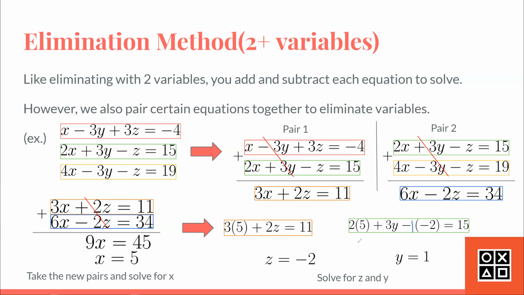So what you do now is 5 times 2, 10, plus 3y, and then minus minus cancel out, so that would become positive, plus 2 equals 15. Then combine like terms to get 12 plus 3y equals 15. Let me just erase this so that I can, there we go. So now you would subtract 12 from both sides to get 3y equals 3, and divide both sides by 3 to get y equals 1.